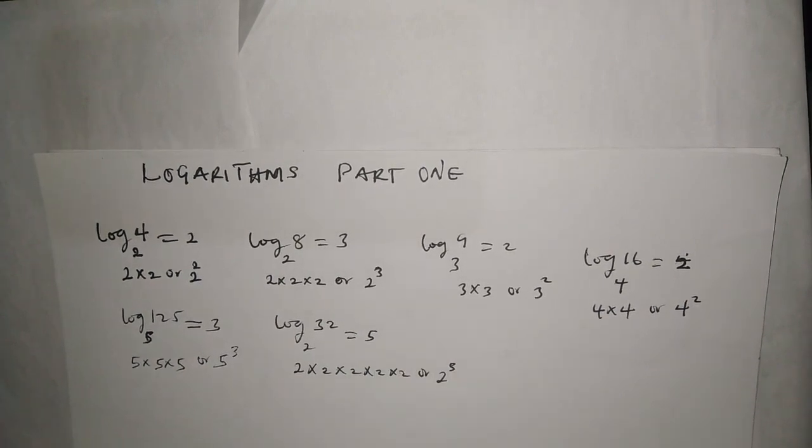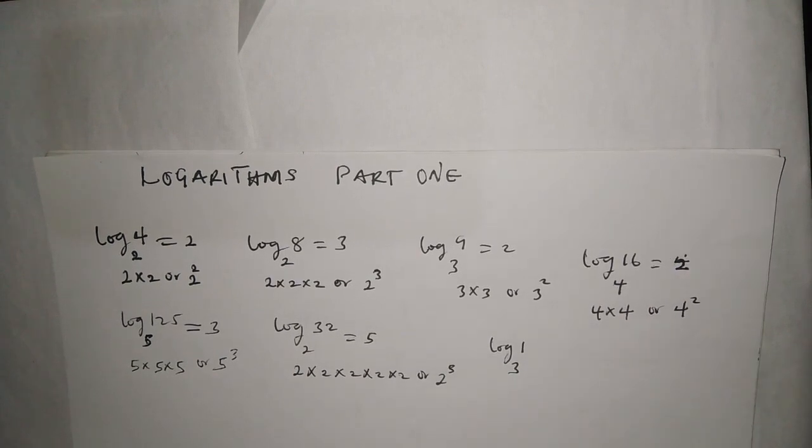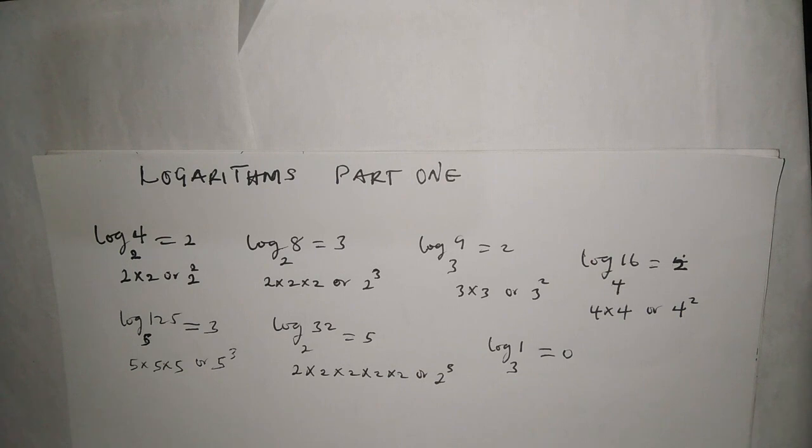So take for instance, you have a question log 1 base 3. Now, log 1 is always 0 because anything raised to power of 0 is 1. So therefore, your answer is what? 0. Anything raised to power 0 is 1. 3 raised to power 0 is 1. 1,000,000 raised to power 0 is 1. 1,000 raised to power 0 is 1.